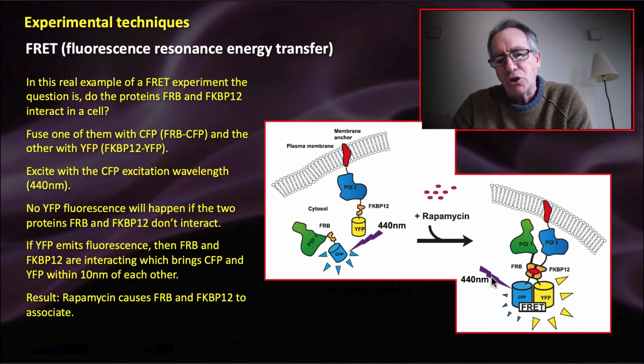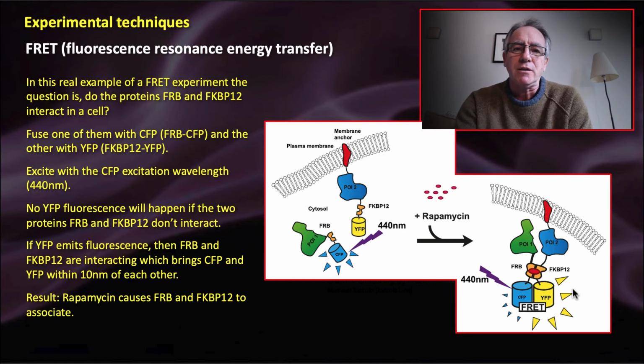Again, we fire the short wavelength laser to activate the CFP. We see a little bit of CFP fluorescence. You'll notice that the level has gone down, as indicated by the size of the arrows here. But what's cool is that we see yellow fluorescence, great big arrows there. So two distinctly different possibilities in this experimental setup.